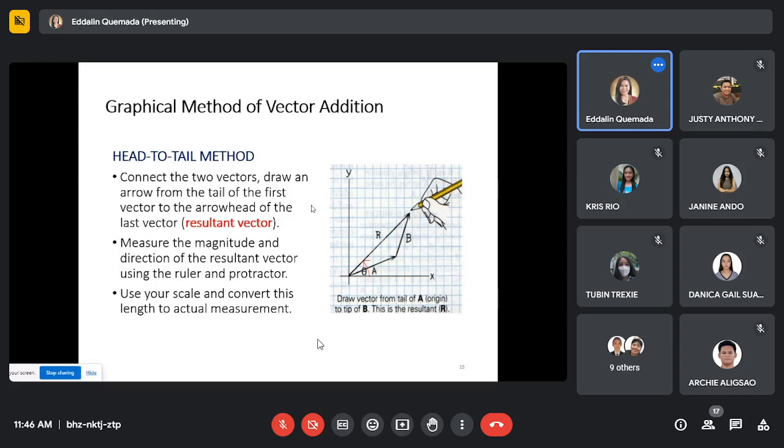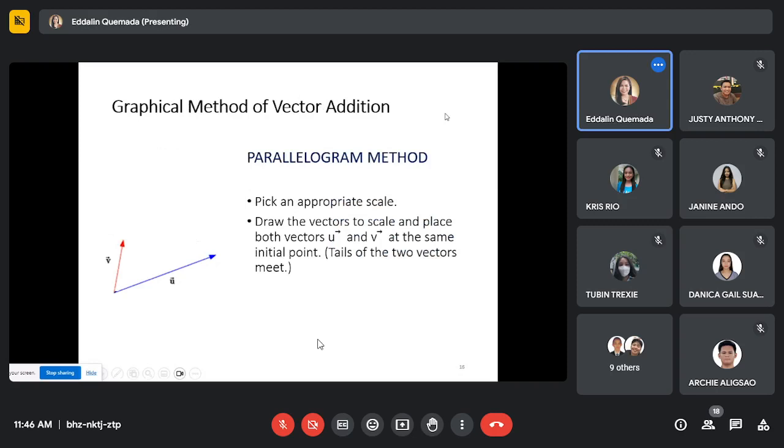Okay. Another method of vector addition is the parallelogram method. The parallelogram method is still under the graphical method. The only difference here is that instead of head to tail, you are plotting the vectors tail to tail. Same process, you choose an appropriate scale, and the given vectors are drawn tail to tail. So we have here vector u and vector v.